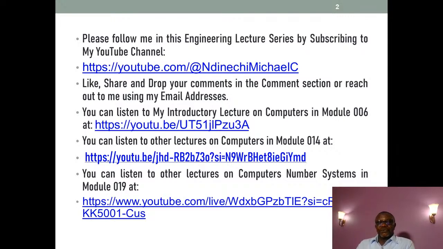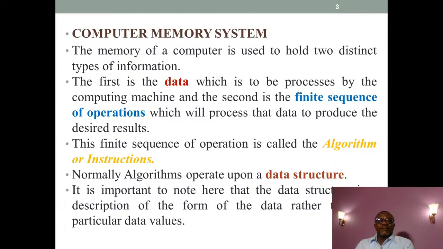They are all very useful to help you to understand better this particular edition of our lecture, which we term computer memory systems. Now, the memory of a computer is used to hold two distinct types of information. The first is the data, which is to be processed by the computing machine, and the second is the finite sequence of operations, which will process that data to produce the desired result. This finite sequence of operations is called the algorithm or instructions.